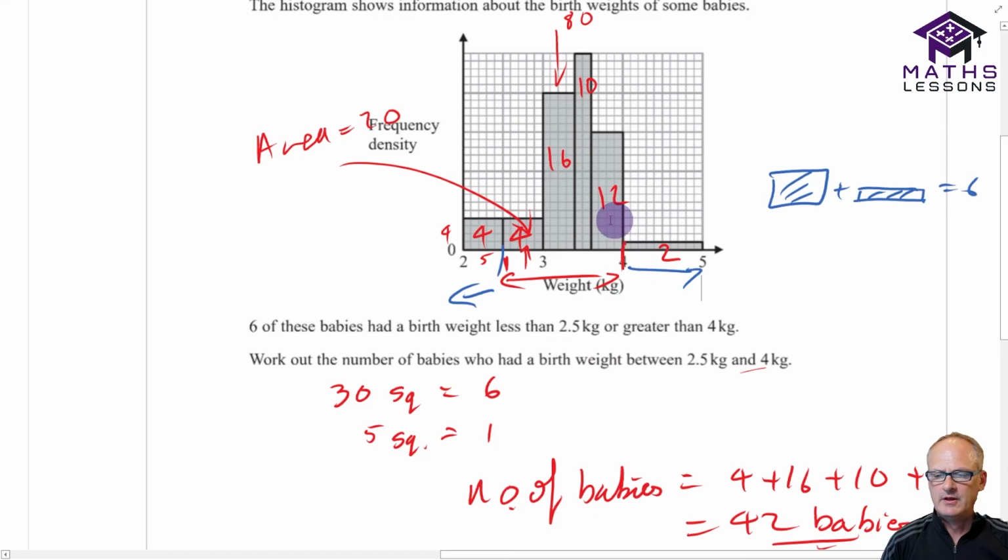So do remember the frequency density, and I could have put a scale on here to work it out, but counting squares is another easy way of doing it, just to show you an alternative method.